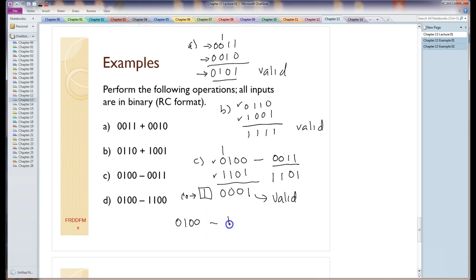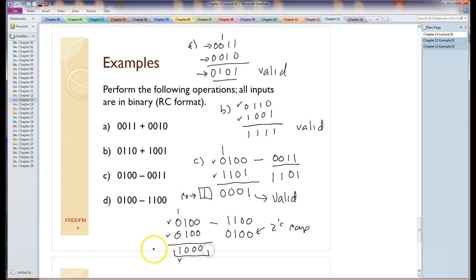Okay, so lastly here, I got 0, 1, 0, 0. And I'm subtracting 1, 1, 0, 0. I don't know how to subtract, but what I do know how to do is take the 2's complement of it and add it. So this is what I'm going to add. This is the 2's complement. Together, 0, 0, 0, and carry the 1, 1. And there's no carry out, but check it out. I'm adding two positive numbers. I'm getting a negative result.